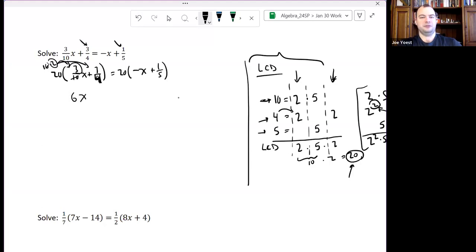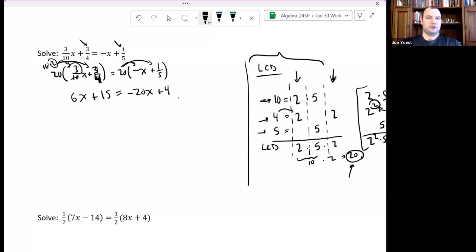20 distributing into 3/4. There's a factor of 4 in the 20. 20 is 4 times 5. The 4s will divide out, leaving a factor of 5, multiplied by 3 is plus 15. 20 times negative x is negative 20x. That one's not too bad. 20 times 1/5. 20 has a factor of 5 in it, 5 times 4. The 5s divide out, leaving 4 times 1 is just 4.